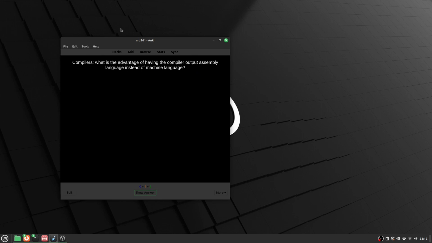Good. What is the advantage of having the compiler output assembly language instead of machine language? Firstly, assembly language is easy to output, and it's easier to debug. Way easier to debug than machine language.